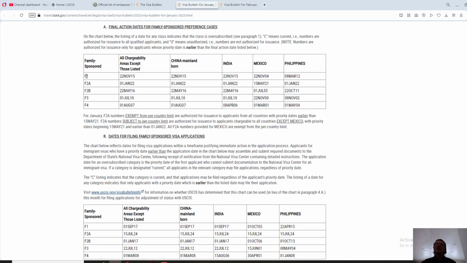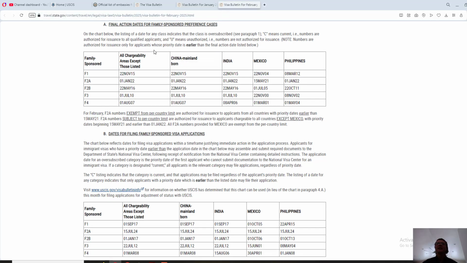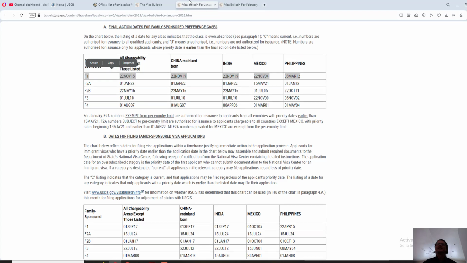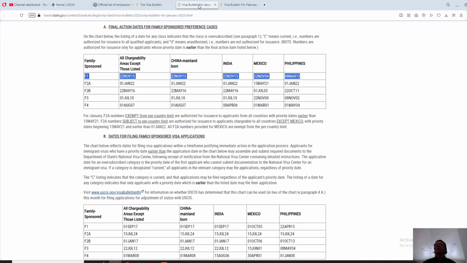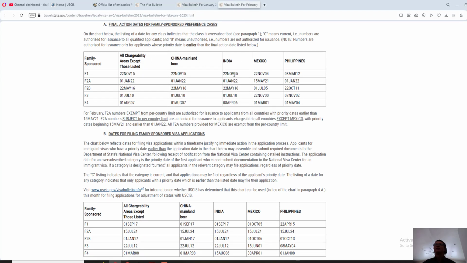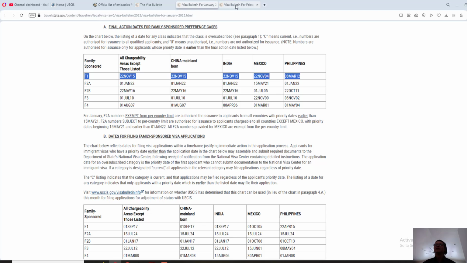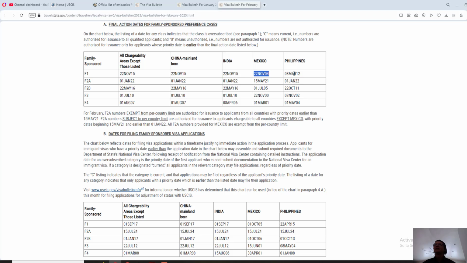So this is February. This is January. I'm going to highlight January F1. We're going to start with F1, sons and daughters over 21 of US citizens. So all chargeability to February, no movement. As you can see, 22nd November 2015, 22nd November 2015. Now looking at China, same thing, no movement. Wow. India, no movement. Mexico, no movement. And Philippines, no movement. So unfortunately no movement at all in February for F1.